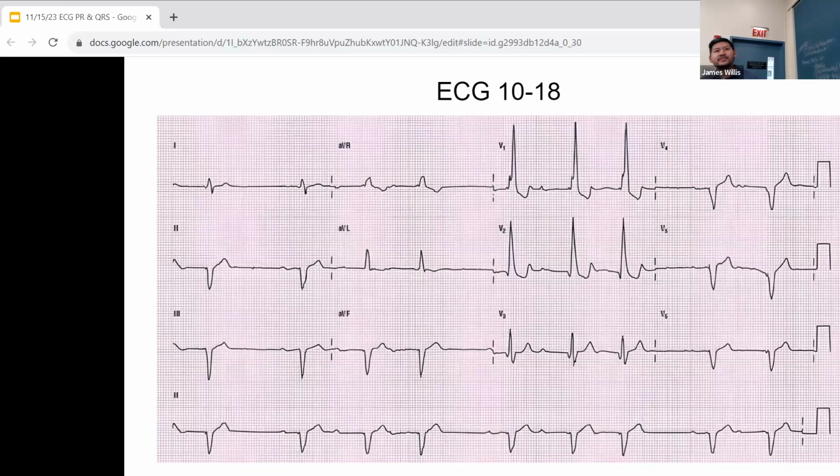Yeah, it's like bifascicular. Also think about this guy has really bad chest pain, and they're having an AV block. Consider MI as well.